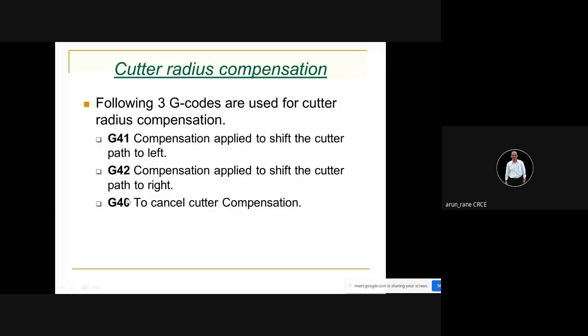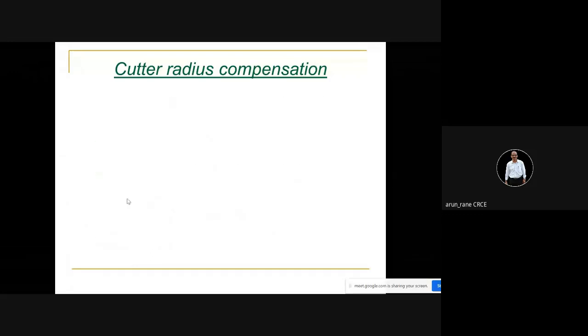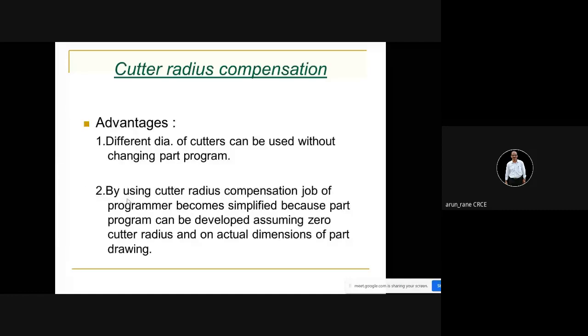Now, how to decide between G41 and G42, which is very important? You have to take a look at the direction of the cut. Then these are the advantages of cutter radius compensation: you can use different diameters of cutters because it is center line programming. So whatever cutter diameter is available, you can use it.